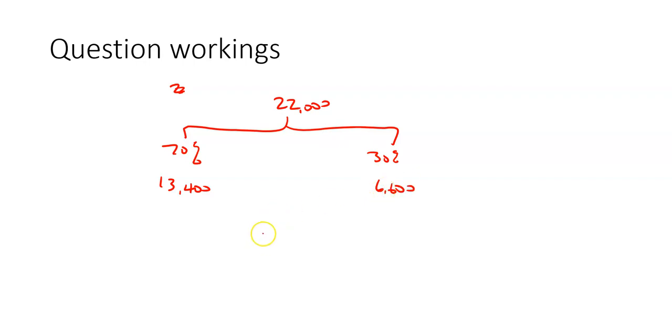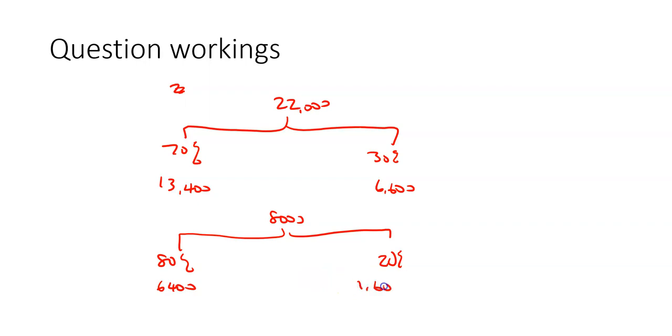Then it says that quality control 8,000 is split again, based 80% to A and 20% to B. So you have 80% of 8,000 giving you 6,400, and here you have 1,600. And then finally, for packaging, you have 10,000, and then you have 62%, and here you have 38%, so 62% is 6,200, and here you have 3,800.